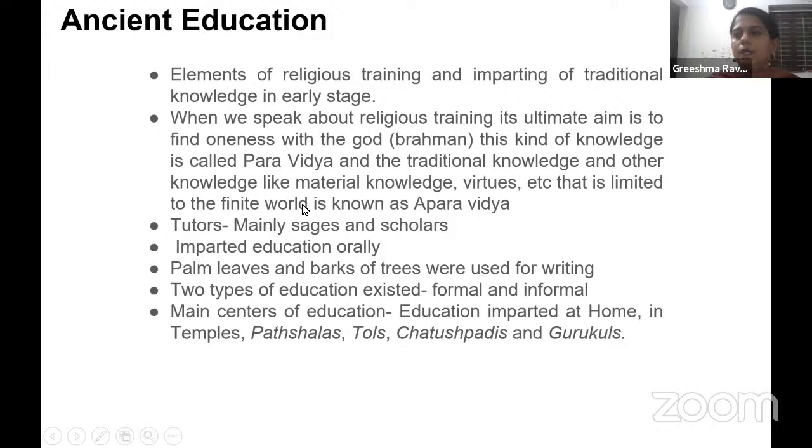Now, the tutors were mainly sages and scholars during this time, and education was imparted orally. In the initial stage, during the early Vedic period, oral education got more importance, and in the later Vedic period, written education came into being. Palm leaves and barks of trees were used for writing. Two types of education existed, formal and informal. Main centers of education, of course, we know Gurukuls, then temples, pathshalas, and chatushpadis. All these are examples of main education centers during the ancient period.